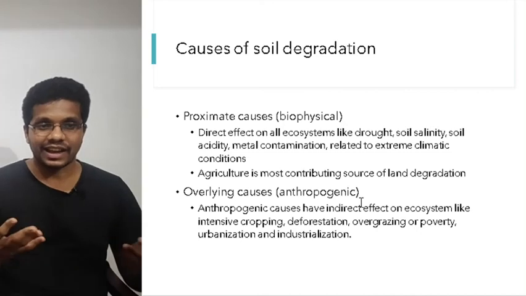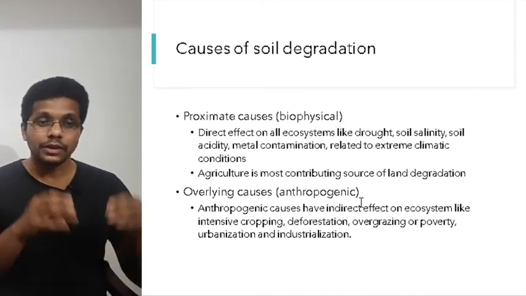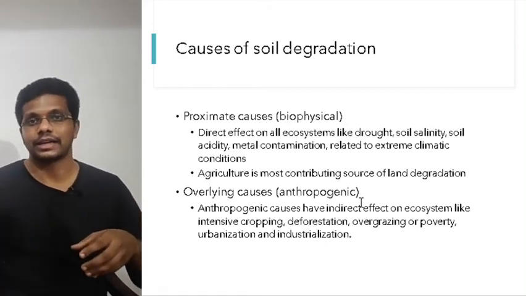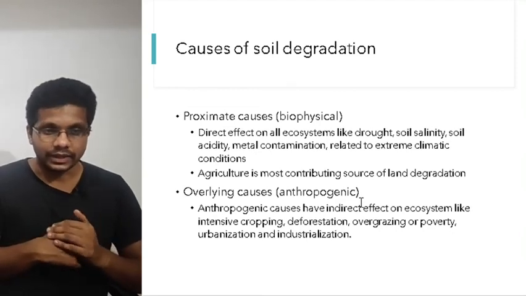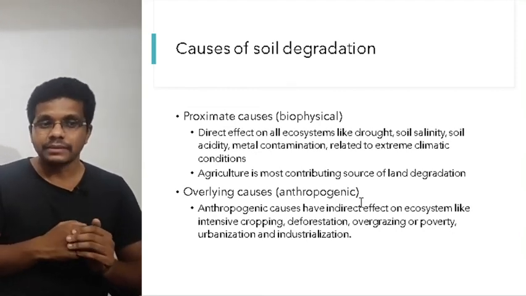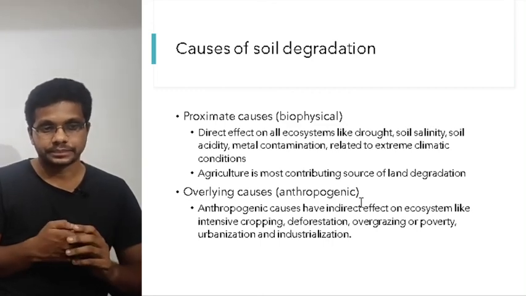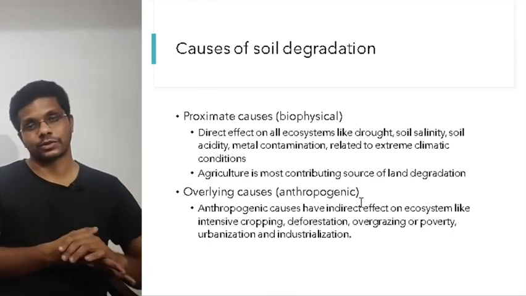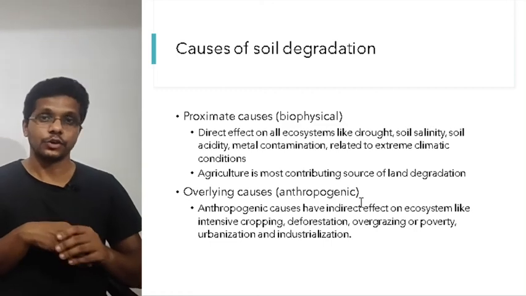Why are we having high soil salinity? Why is drought happening so much? Because of improper planning, improper agriculture and improper handling of the forest. Then these underlying causes include intensive cropping, deforestation, overgrazing, or industrialization. These underlying causes are actually causing the proximate causes. So the basic reason for soil degradation is human activities.